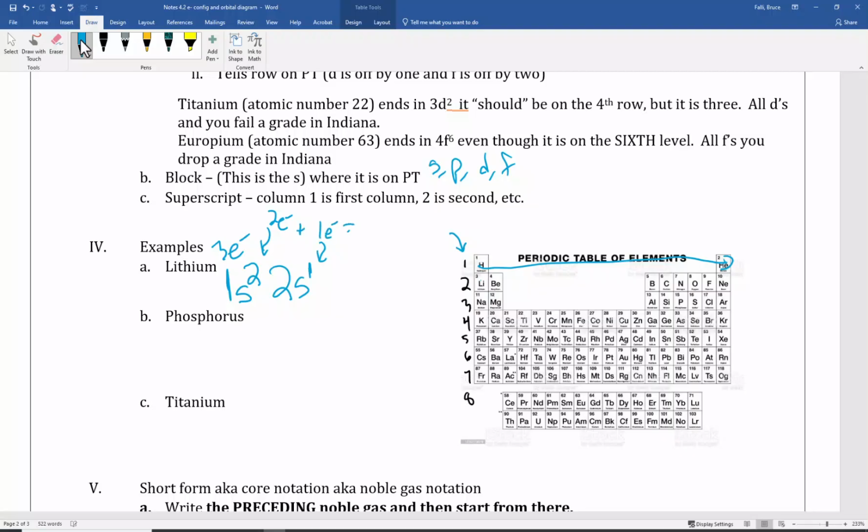2 electrons plus 1 electron equals 3 electrons, and that's how many lithium has. Okay, that kind of makes sense. Let's do some more.